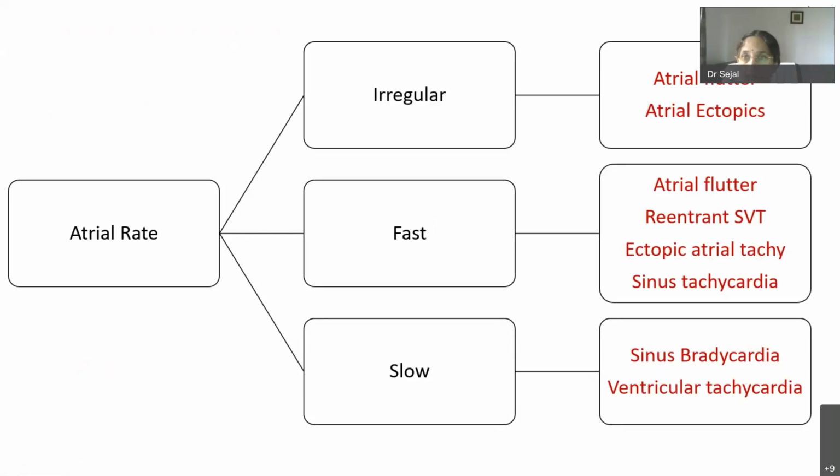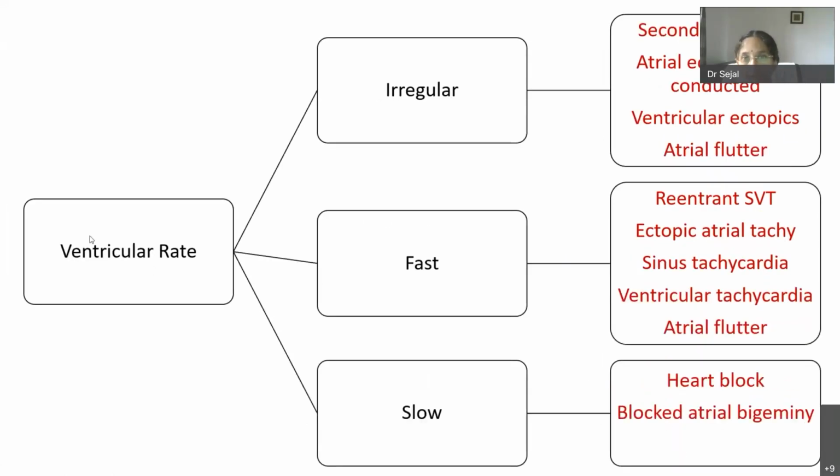So I'm just going to have 2-3 slides of a recap of the last session and today's session. This is a summary of fetal arrhythmia, where if you have an atrial rate which is irregular, what would you think? This could be atrial flutter with changing rates. It could be atrial ectopics. If it is a fast atrial rate, then it's a flutter or any type of SVT. And if it's a slow atrial rate, then it's a brady, or it could be ventricular tachy where the atrial beats are hidden. The ventricular rate, if it's irregular, it could be a second degree heart block.